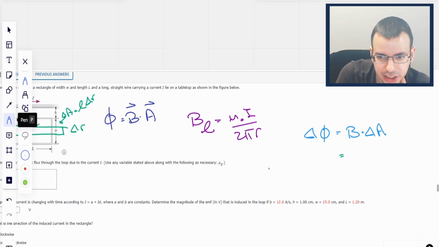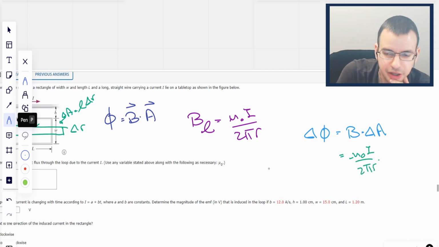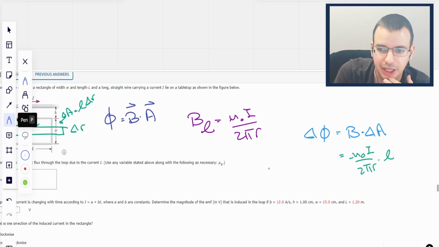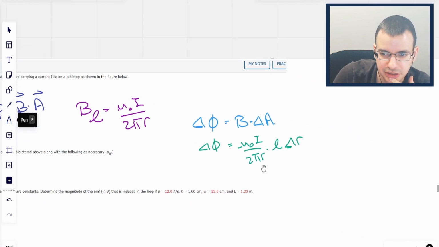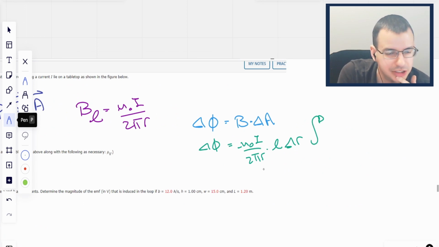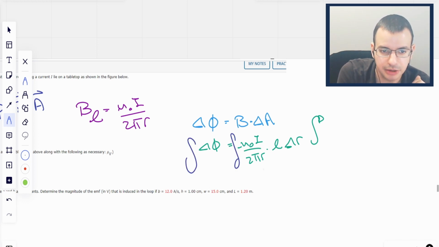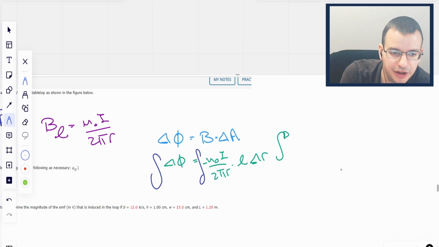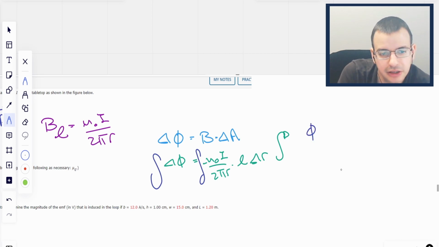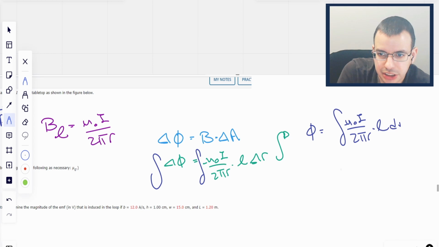So B is mu naught I over 2 pi r. Delta area, as we said, was the length L. I know they use capital L, I use lowercase l, same L, not important. Times delta r, and that's going to be a little bit of flux. Rewriting this, we have a delta over here, delta over here. We're going to integrate both sides. The integral of delta flux is going to be flux, and that gives us the integral of mu naught I over 2 pi r times L dr.